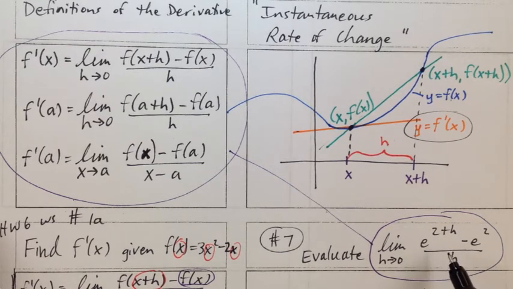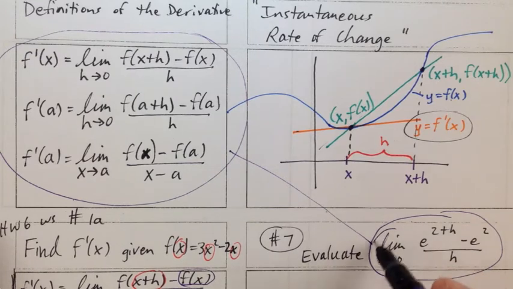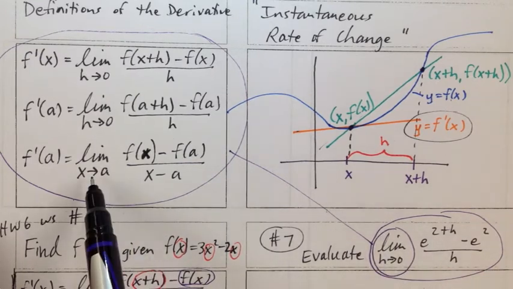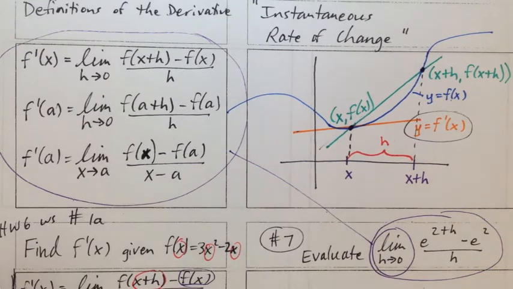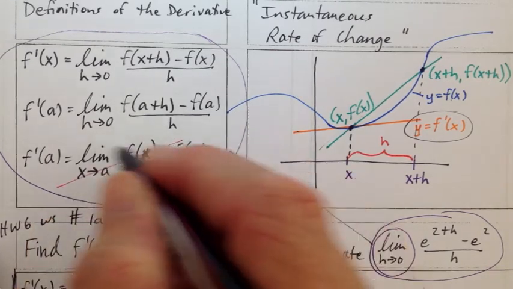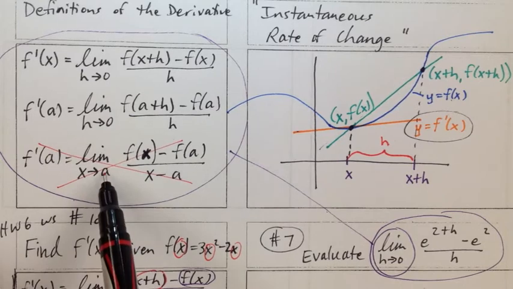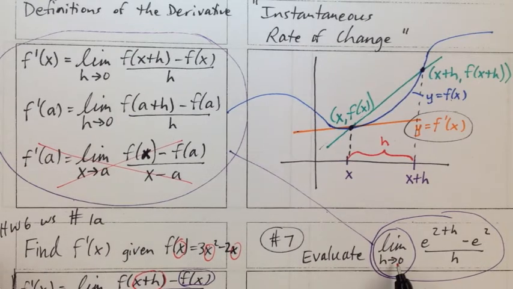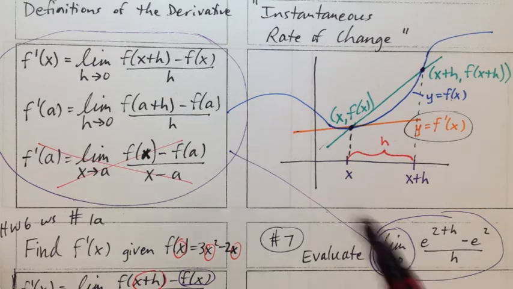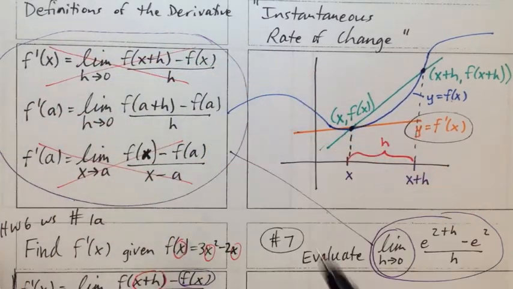So we've got this expression. Notice that we have a limit as h goes to 0, and that means that we're eliminating the third choice right off the bat. We're eliminating that because here we have x approaches a, here we have h approaches 0, and then we don't have any x's in there. Okay, so that means we're eliminating the first one. That means we've got one left.